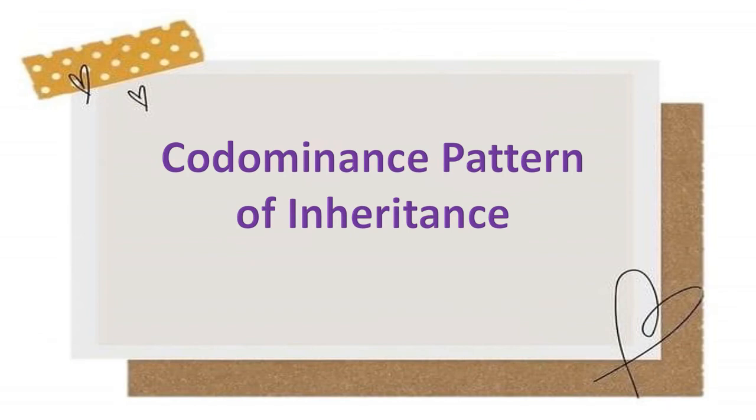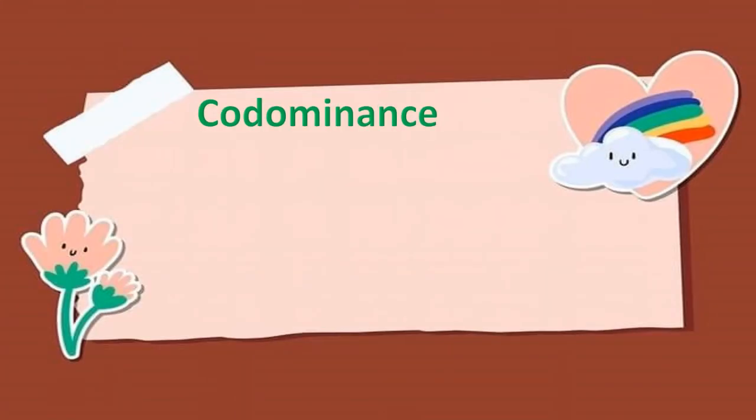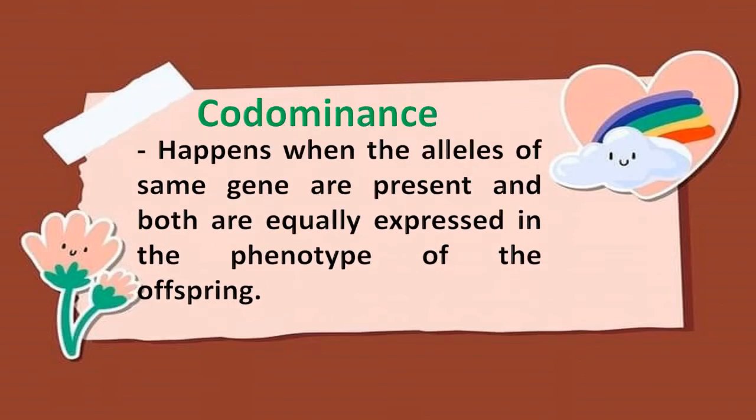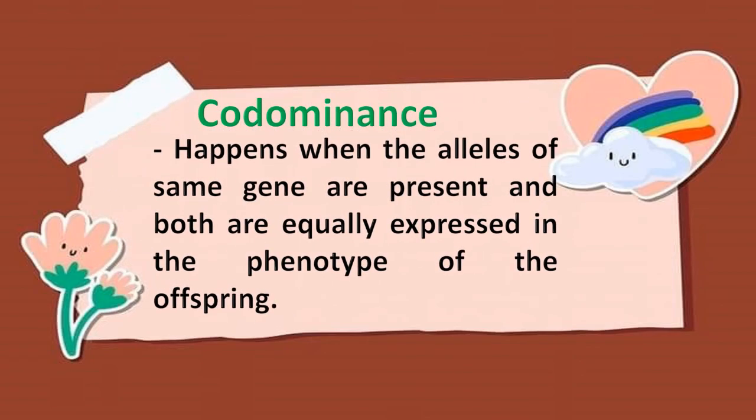In this video, I'll be showing you how to solve genetic problem related to codominance pattern of inheritance using a Punnett square. When we say codominance, it happens when the alleles of same gene are present and both are equally expressed in the phenotype of the offspring.